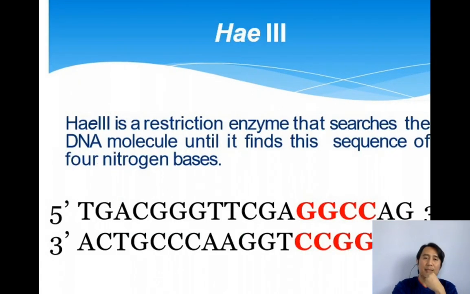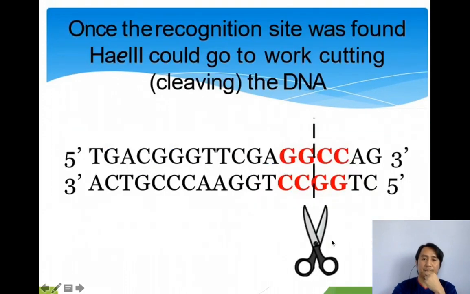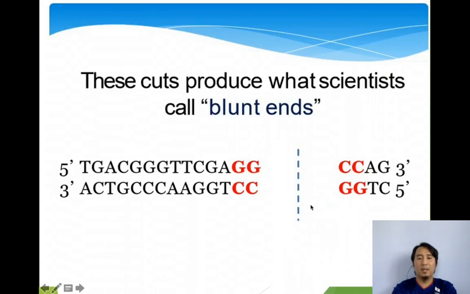Okay, this is example HAE3. HAE3 is a restriction enzyme that searches the DNA molecule until it finds the sequence of 4 nitrogen bases. So, yang dia buat lah, dia akan cut around here. So, one of the recognized sites found by HAE3 could go to work cutting, cleaving DNA. So, bila dia jumpa recognized site, dia akan cut lah. So, GG dia cut. Kalau pada 5 prime, GG dia akan cut. Okay. So, bila dia cut, this cut produces what scientists call blunt end. Sebab apa? Sebab dia cut dengan sekata. So, this cutting, we call it a blunt end.